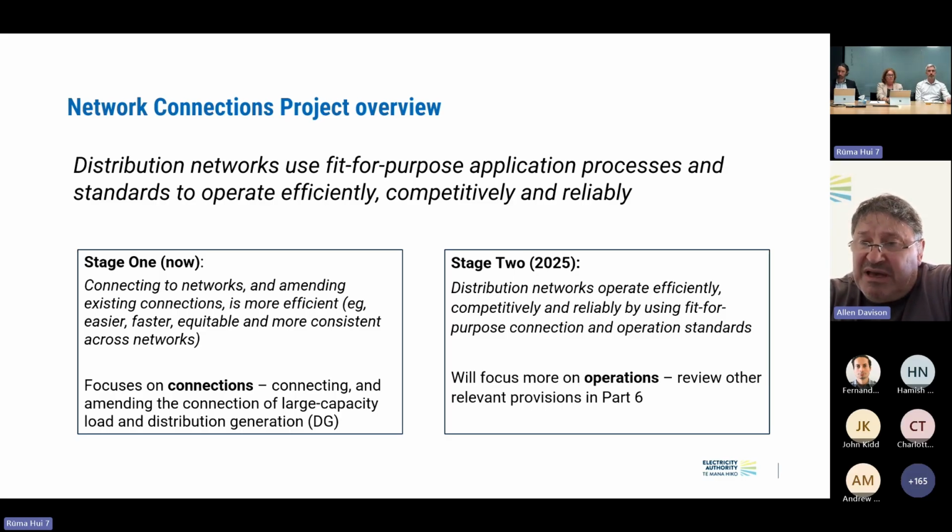So Stage 1 is very much about the connection process and upgrading connections. Stage 2 is a bit of a catch-all for everything else. We haven't pinned down the scope entirely, but there's a whole raft of things that we are looking to address, from connection and operation standards to unauthorized connections, congestion and curtailment, small DG processes, which we've parked for now, embedded networks, and more work on fees. We've done some preliminary or intermediate work on fees, which you've probably seen, and we want to address these more fully in Stage 2. Next slide, please.